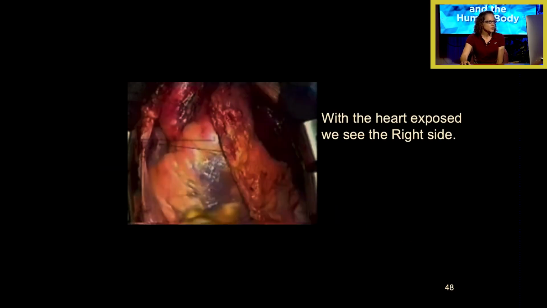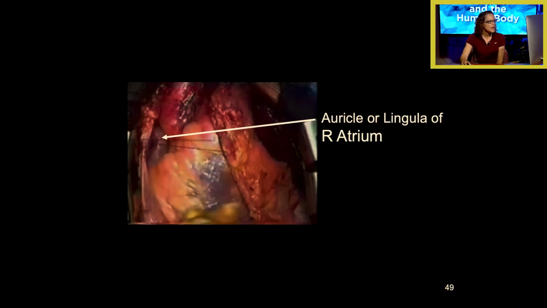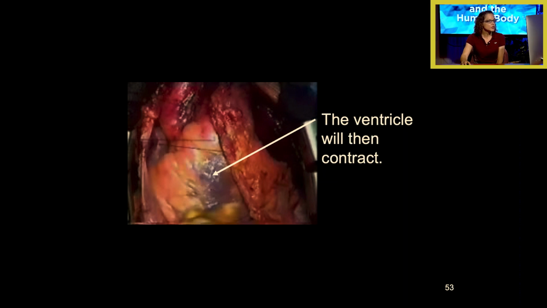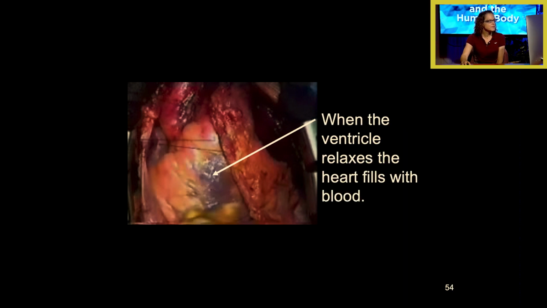With the heart exposed, we can see the right side. If you look here, you can see the arrow pointing to the auricle or the lingula of the right atrium. Notice when the atrium contracts, the ventricle will bulge with blood from the extra kick. The ventricle will then contract. When the ventricle relaxes, the heart fills with blood.